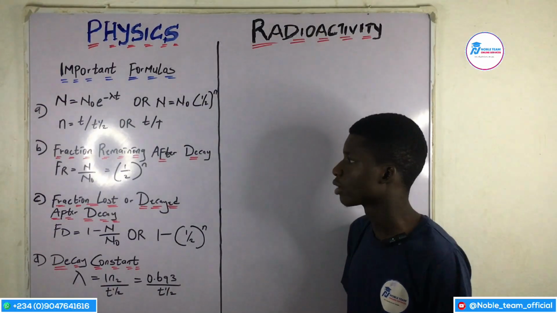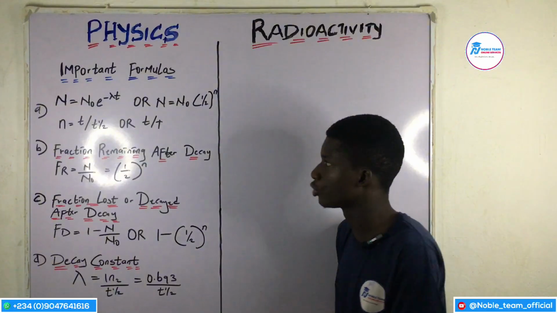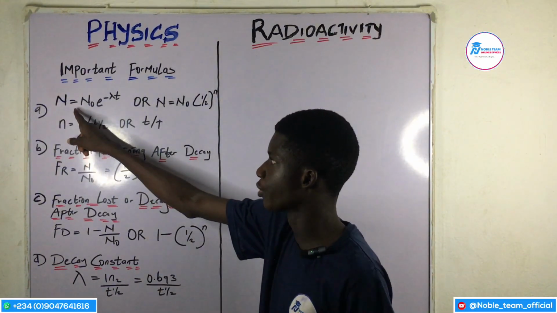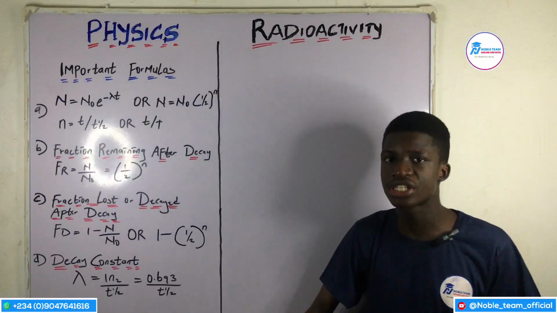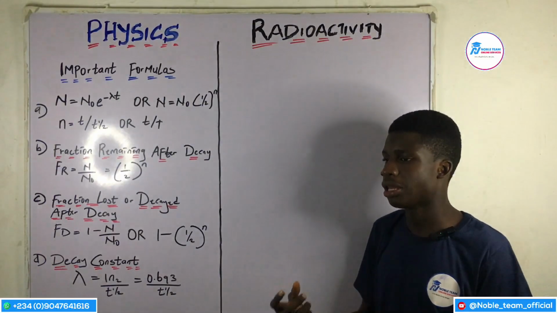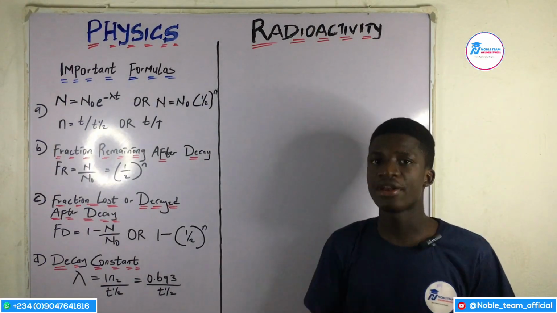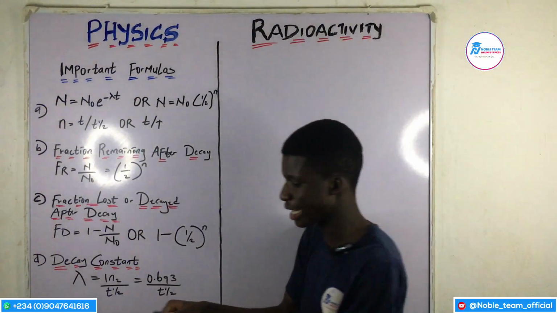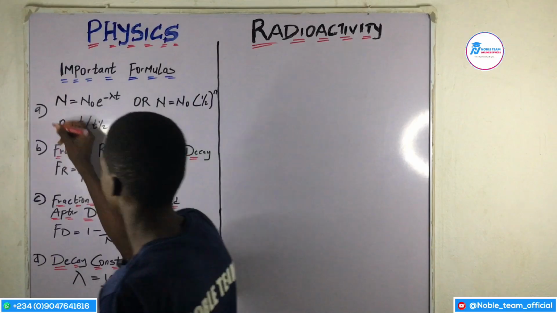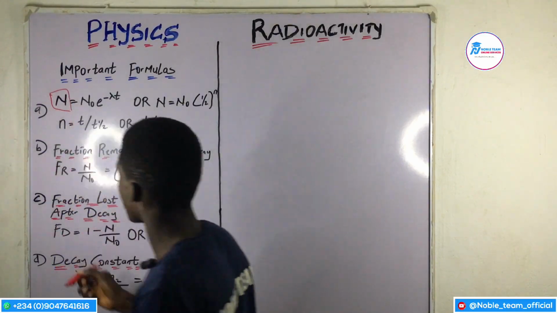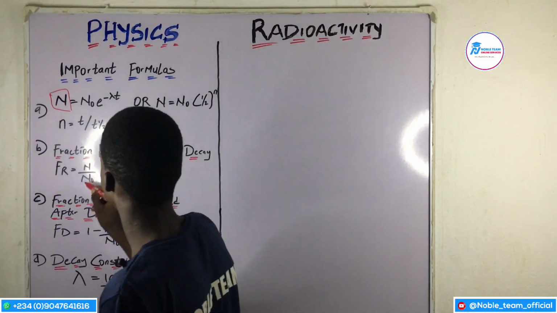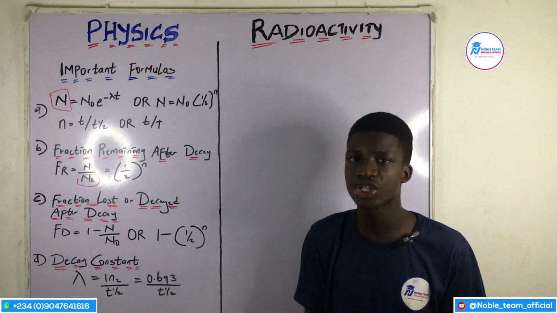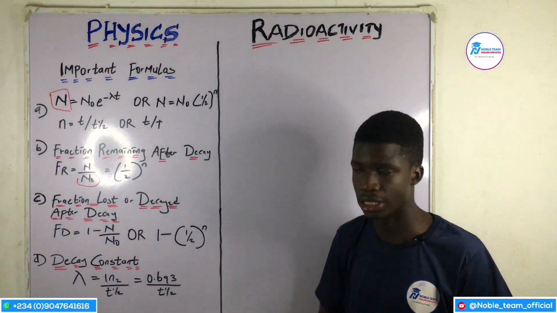Before we start, I want us to take note of something. We have N here. N is the quantity remaining after decay. And when you talk about this N naught, it's talking about the initial quantity before decay.